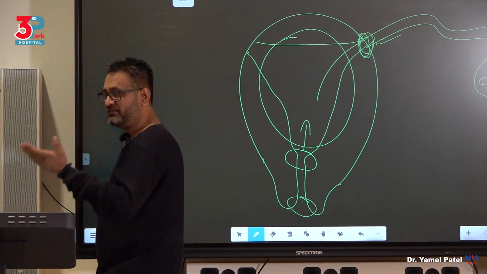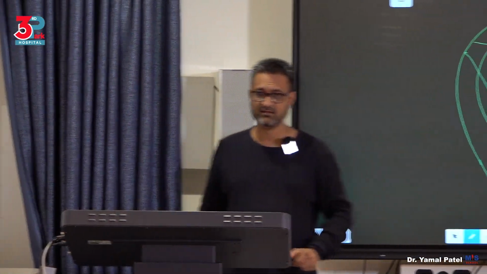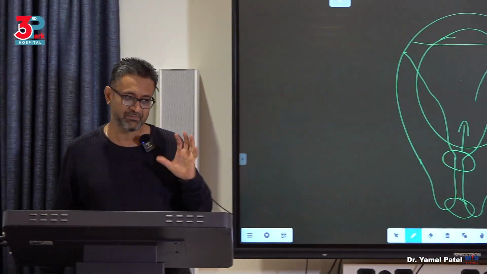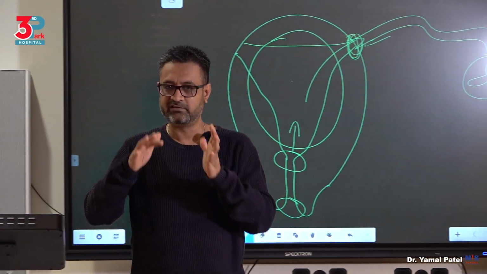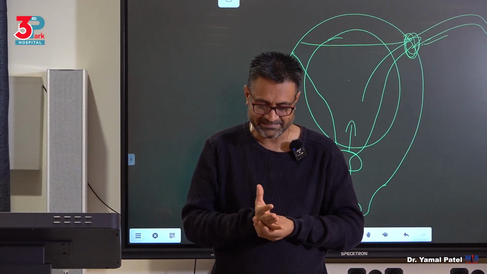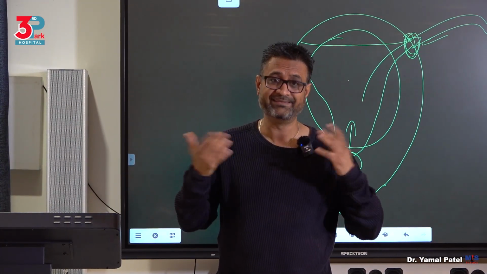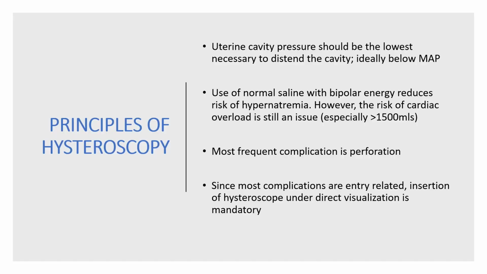So when you go above 70 millimeters of mercury, you will actually distend the ostium and fluid will go out. This is around 45. Okay? So you want to keep your fluid pressures, if possible, around 70 or below. You get it? But this is just theoretical. So in a practical sense, you want to keep your pressure to the lowest necessary, enough to distend the cavity.